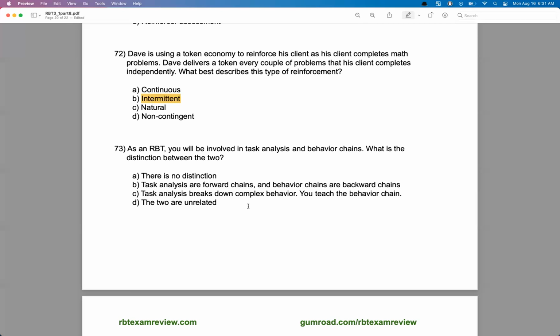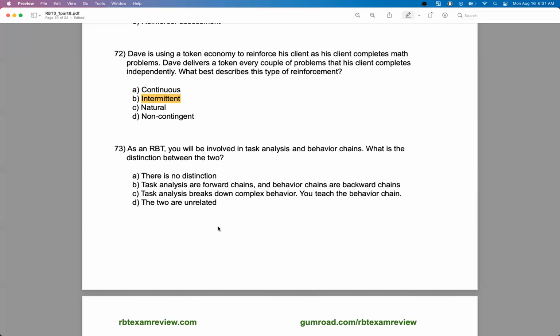73, as an RBT, you will be involved in task analysis and behavior chains. What is the distinction between the two? All right, so this is a very common question, right? We have a task analysis, and then we have task chains or behavior chains. What is the difference? The two are related, and there is a distinction.